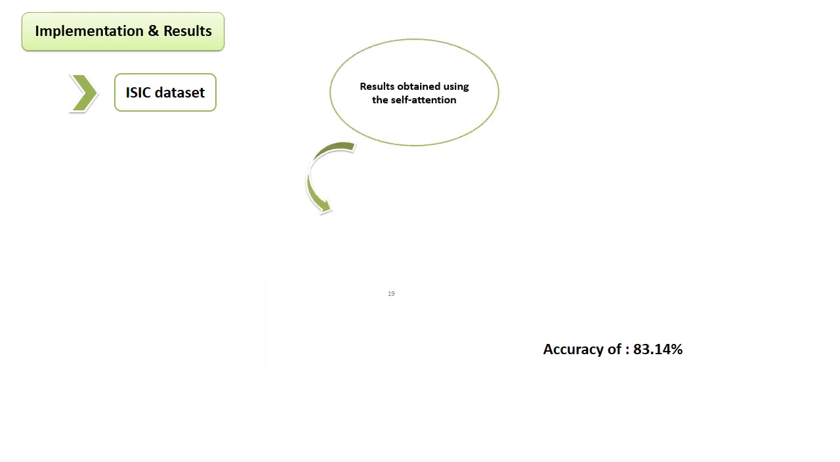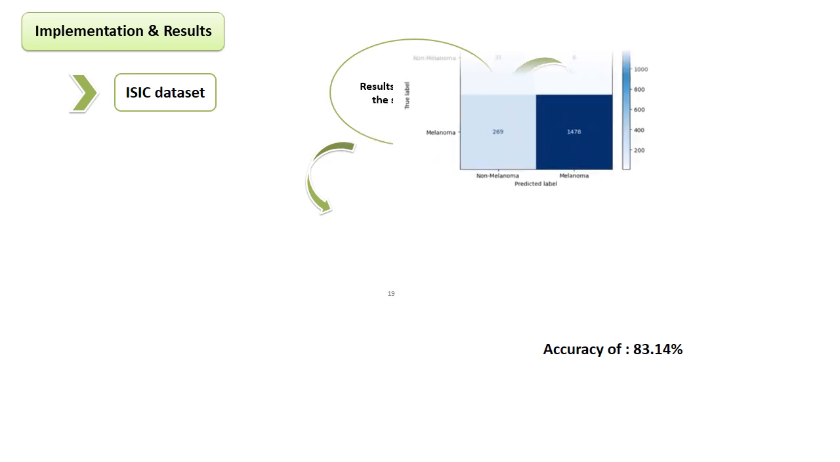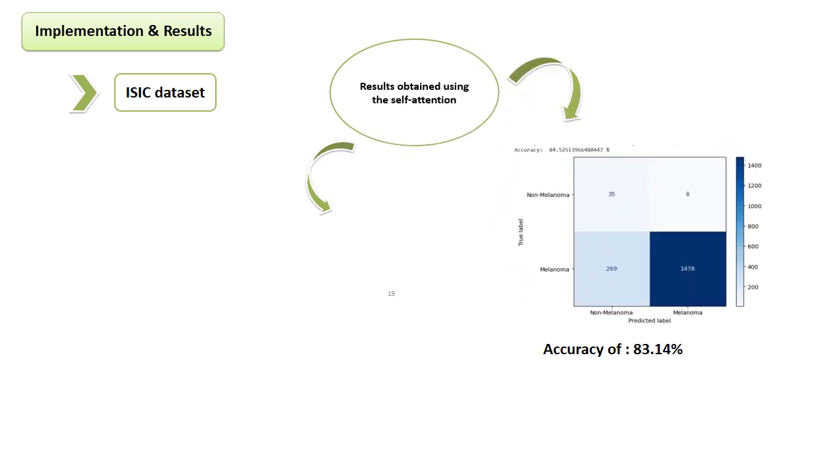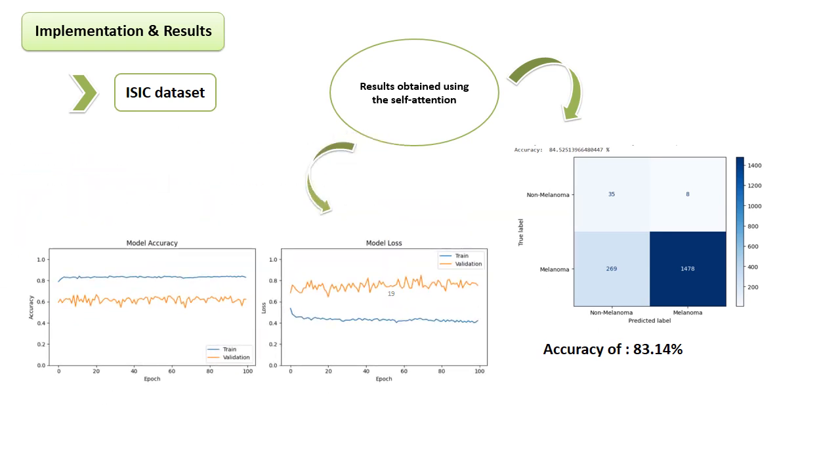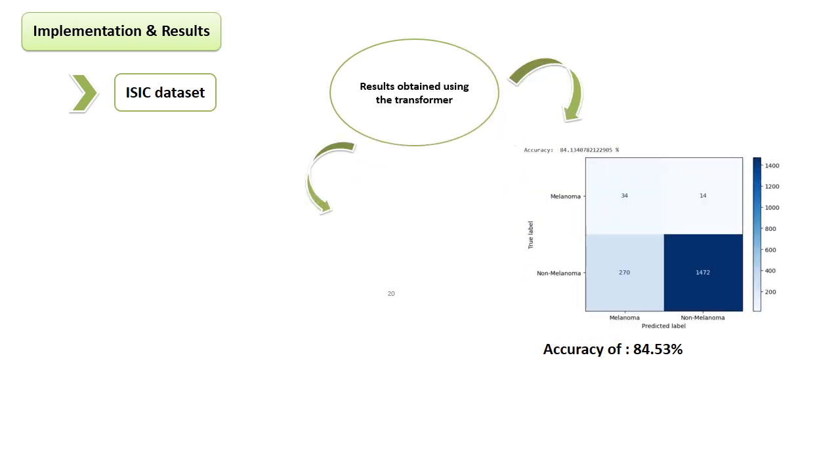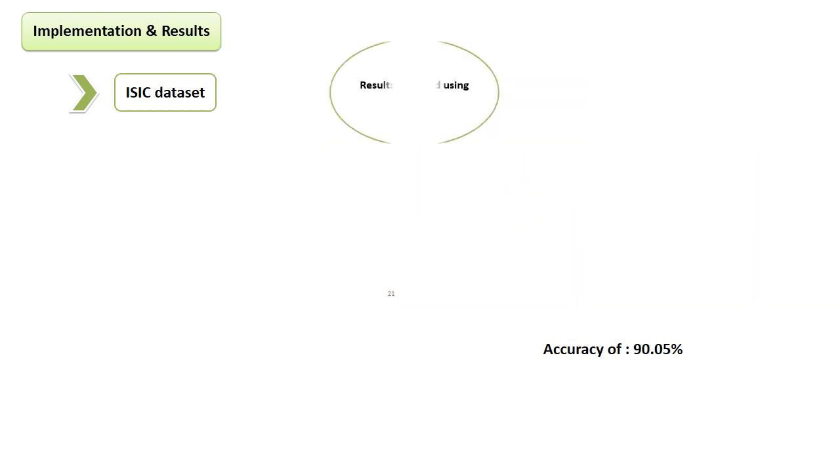Now let's move to the second dataset, which is ESIC. Well, for the results obtained using self-attention, the accuracy was 83.14%. And those are the evaluation metrics. Also, about the transformer, the accuracy was 84.53%. For the proposed architecture, or ViT, 90.05%.